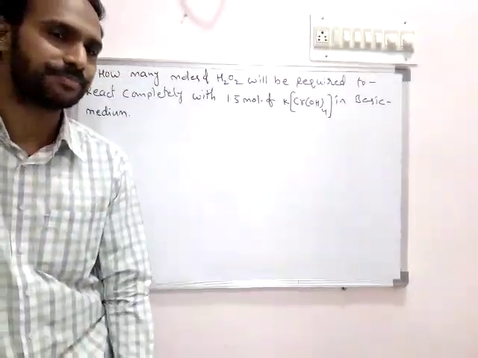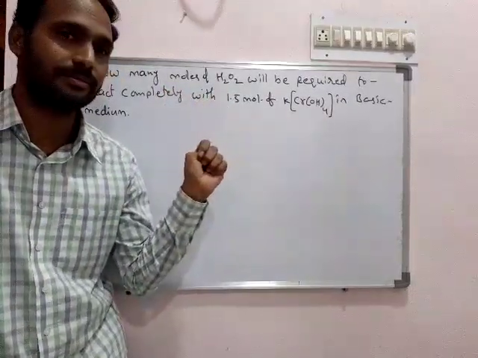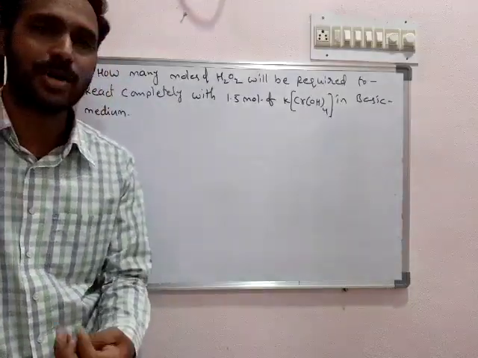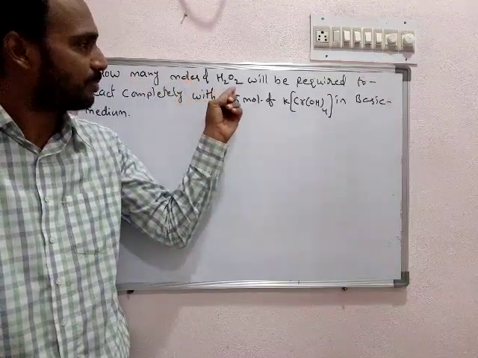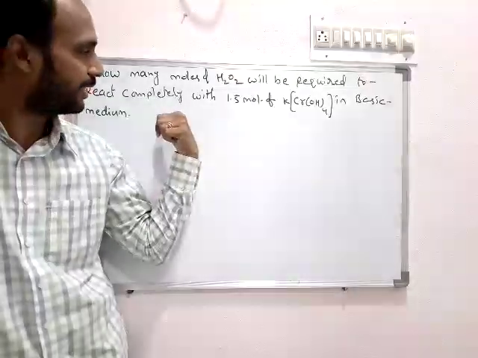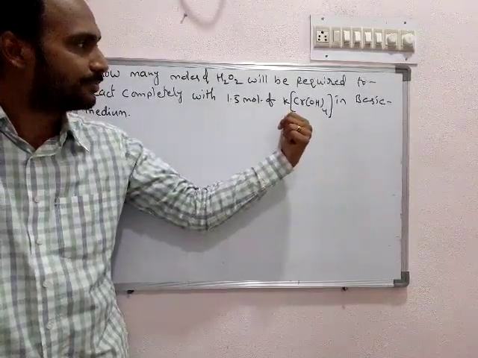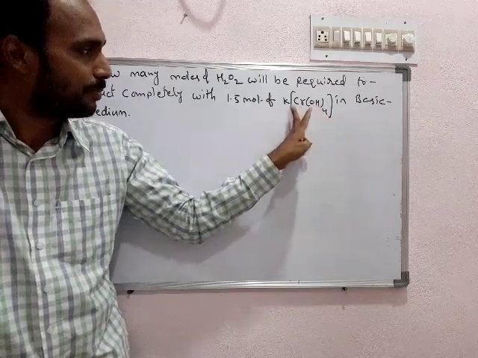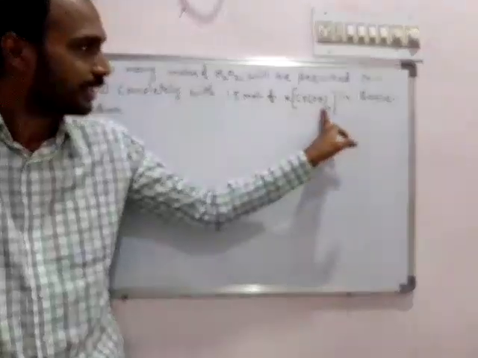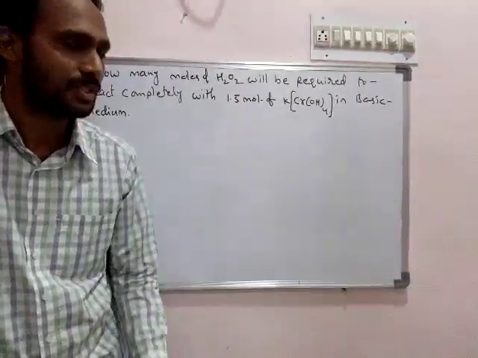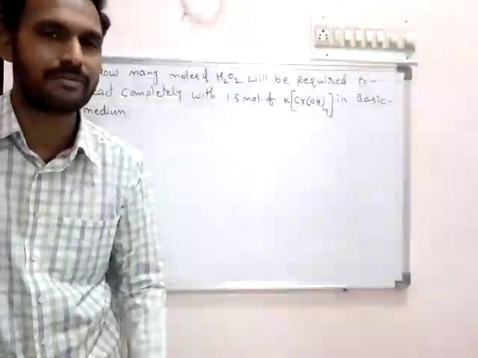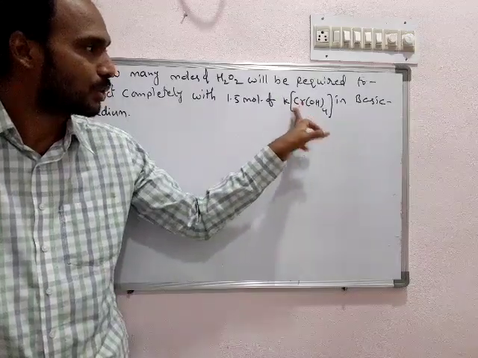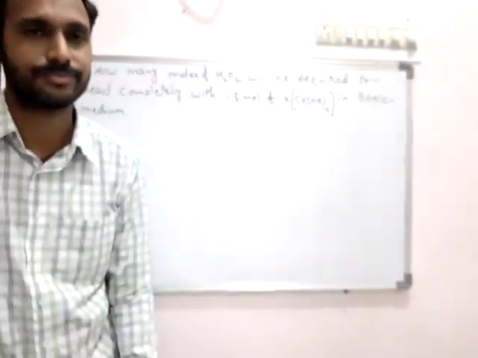See the similar problem. How many moles of hydrogen peroxide, which here works as an oxidizing agent, though it can also work as a reducing agent, will be required to react completely with 1.5 moles of potassium tetrahydroxy chromium ion in a basic medium?